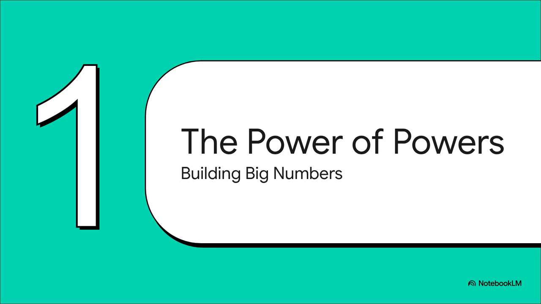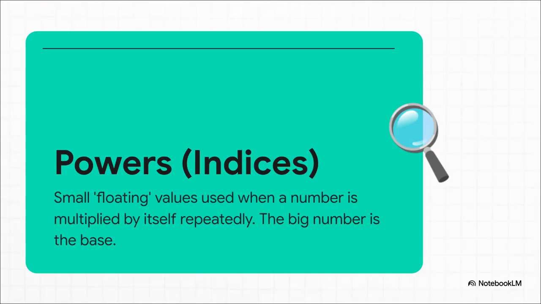It's a really simple, super elegant way to write repeated multiplication. So instead of writing out 6 times 6 times 6, we can just use this simple little notation. We call the big number you're multiplying, in this case the 6, the base. And that small floating number, that's the power or the index. It just tells us how many times to multiply the base by itself. It's a fantastic piece of shorthand.